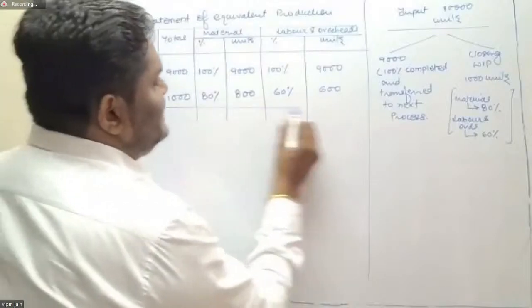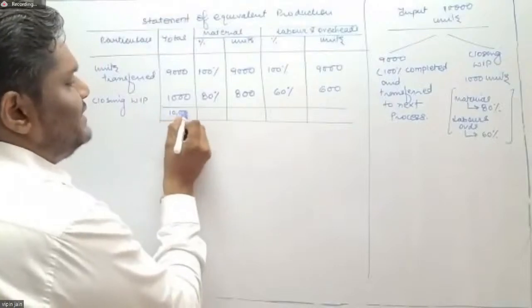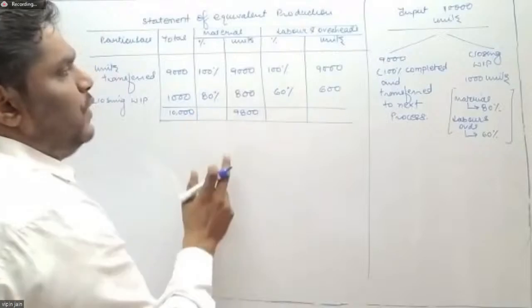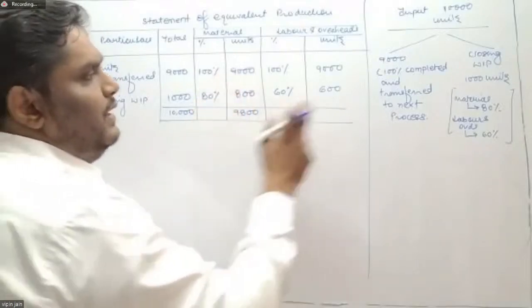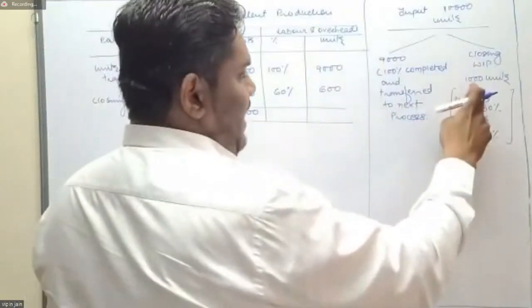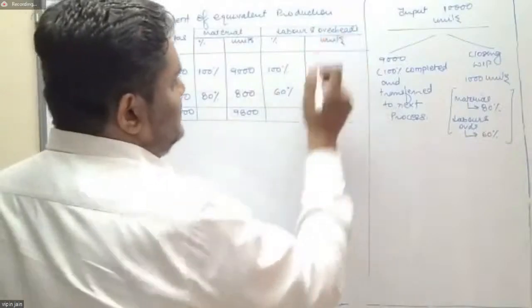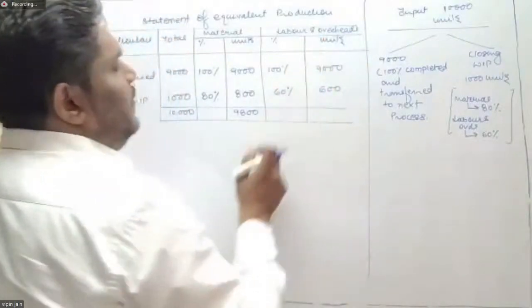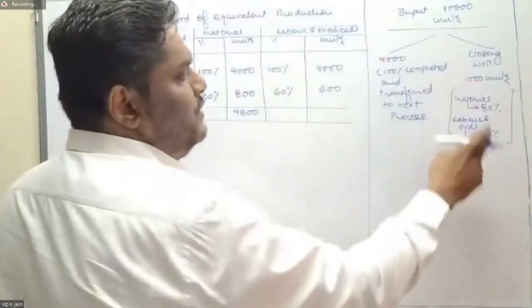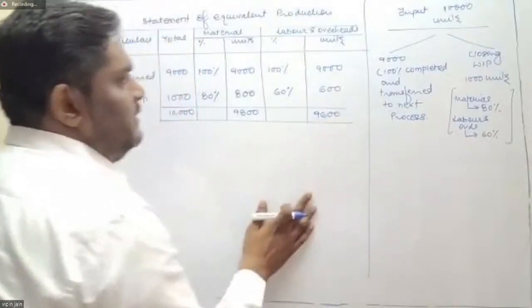So now we can easily calculate the total equivalent number of units. So the total input is 10,000. The equivalent number of units for material is 9,800. That is 9,000 units which are 100% complete and 1,000 units which are 80% complete. Similarly, for labor and overheads, 9,000 units which are 100% complete and 1,000 units which are 60% complete. So this is how we got 9,600.